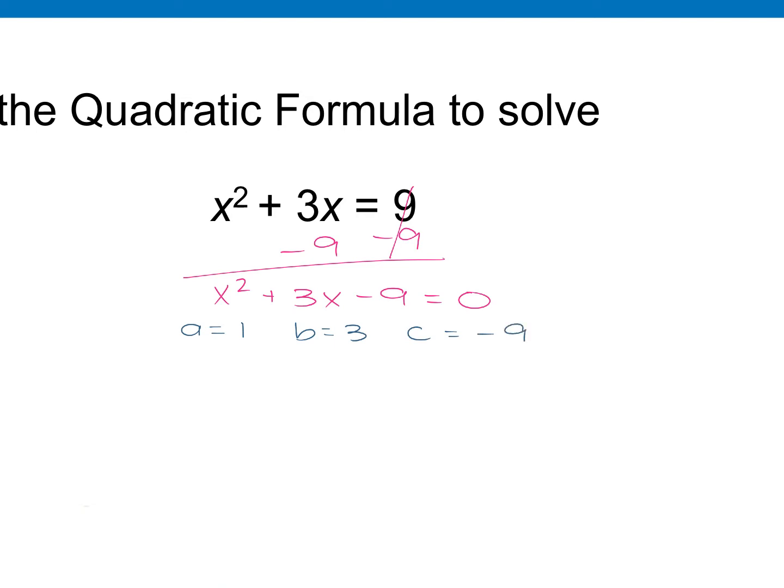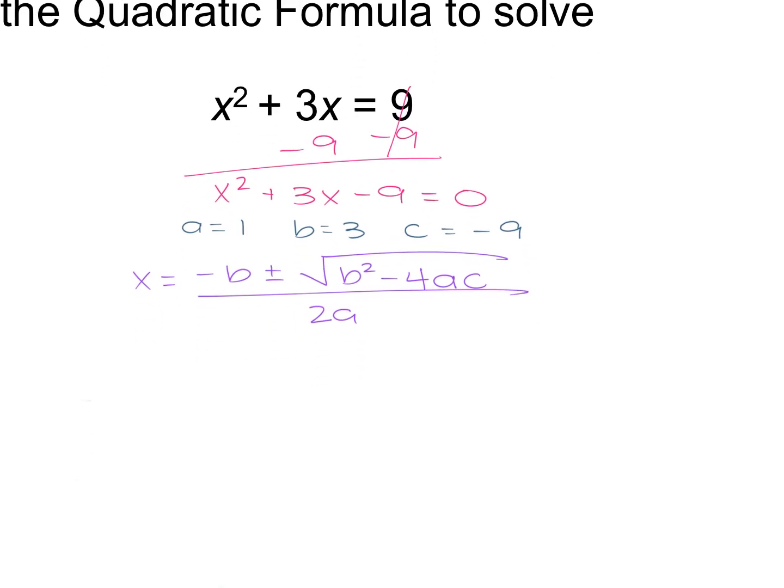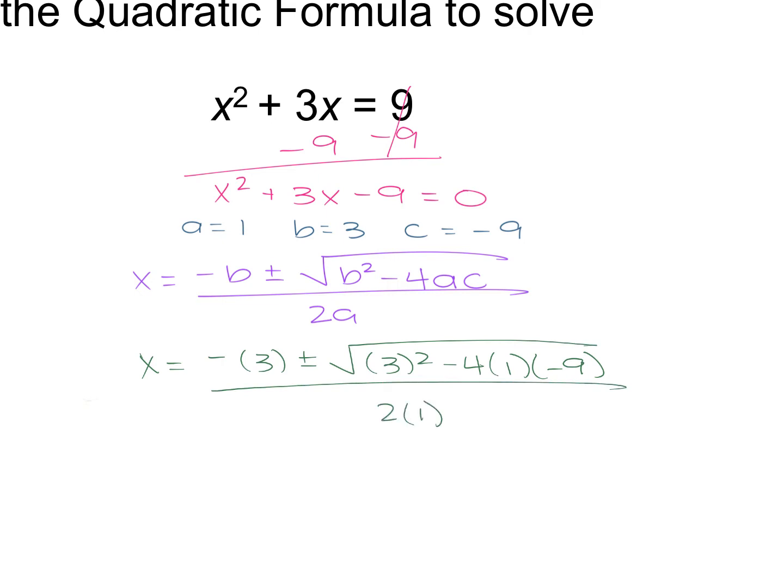You're going to plug these three values into your quadratic formula, which is the opposite of b plus or minus the square root of b squared minus 4 times a times c all over 2 times a. So you're just plugging in these values and simplifying. So that's going to give you x is equal to the opposite of 3 plus or minus the square root of 3 squared minus 4 times 1 times negative 9 all over 2 times 1.